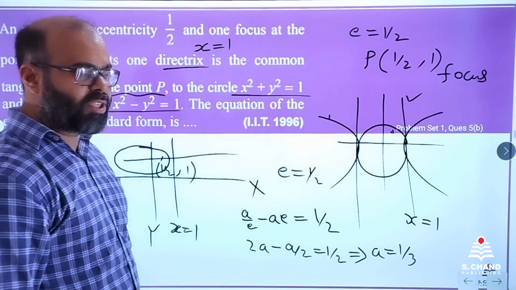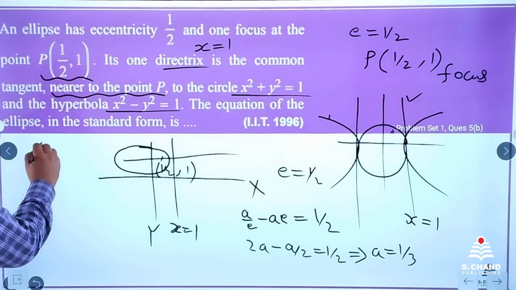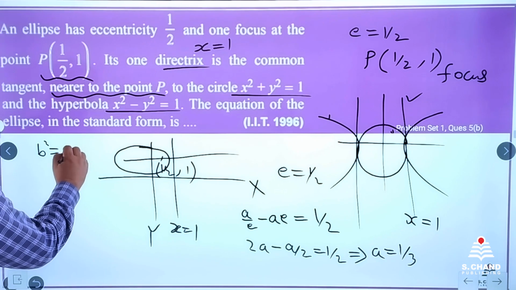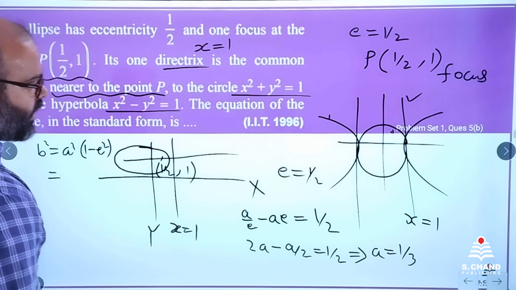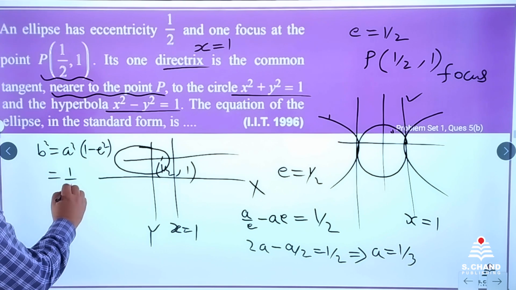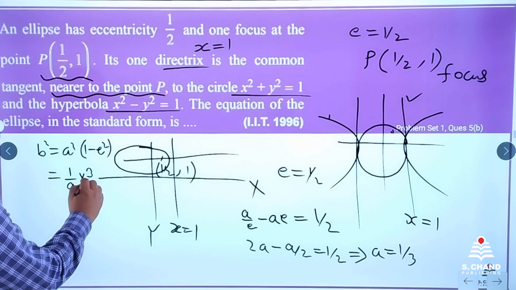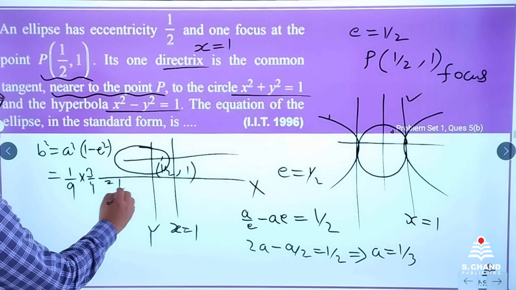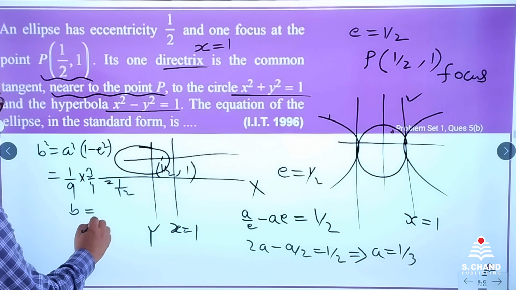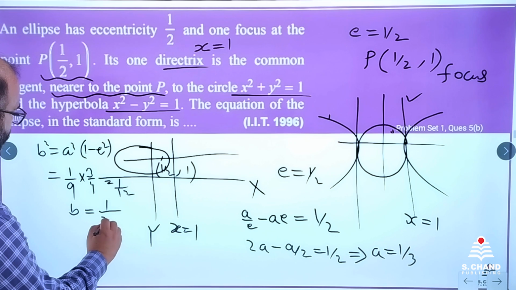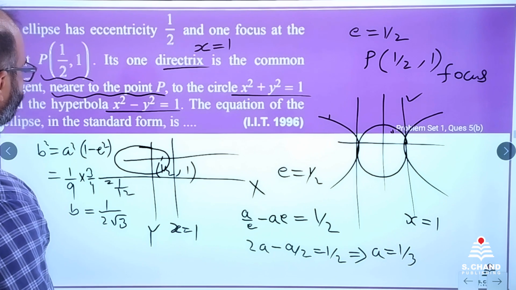This is the semi-major axis. And when we talk about B, so B square is equal to A square into 1 minus E square. So A square will be 1 by 9 and 1 minus E square is 3 by 4. So this will become 1 by 12, which will be giving you B as 1 by 2 root 3. So this is the semi-minor axis.